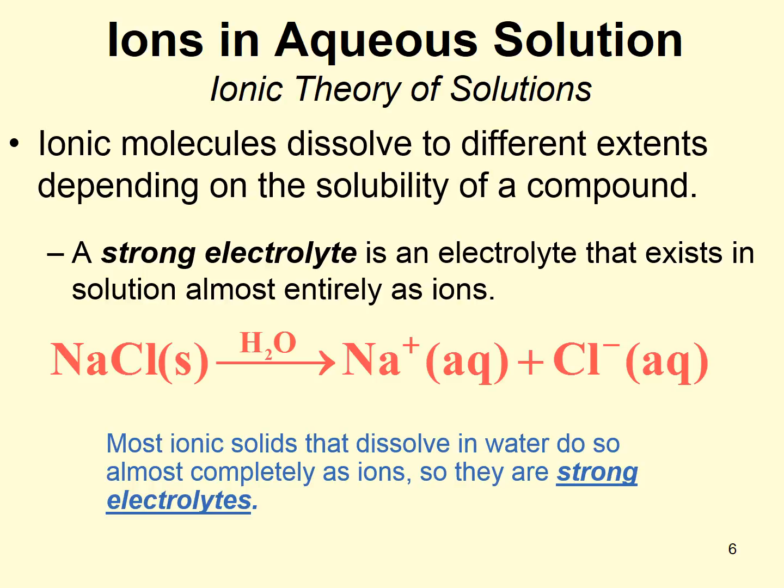Most ionic solvents are strong electrolytes. However, there are some that don't dissolve well. And in fact, what they do is form a precipitate. So you may be familiar with that, and you'll experience that in lab a little bit. And I'll show you an example in a little while.